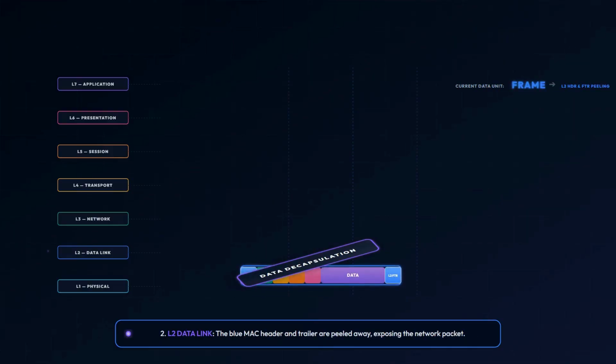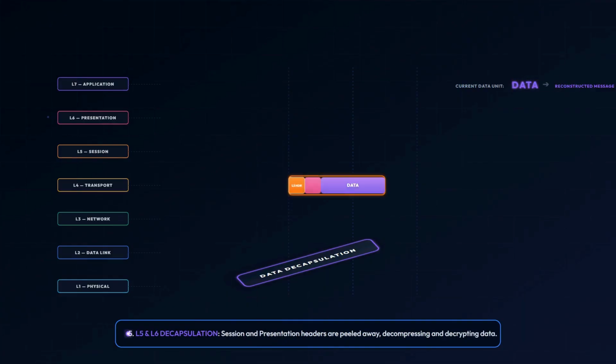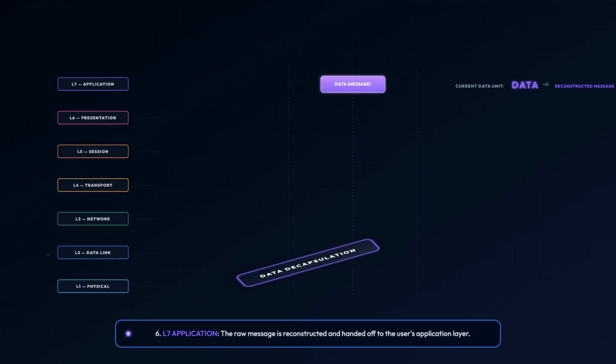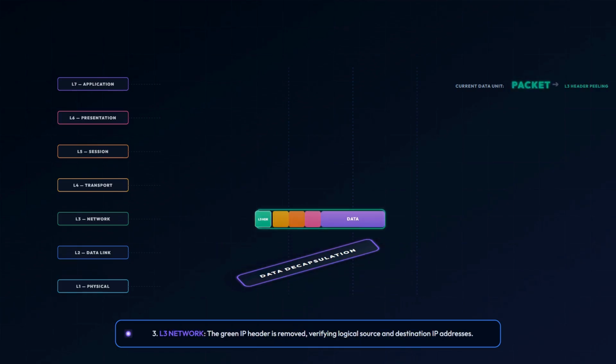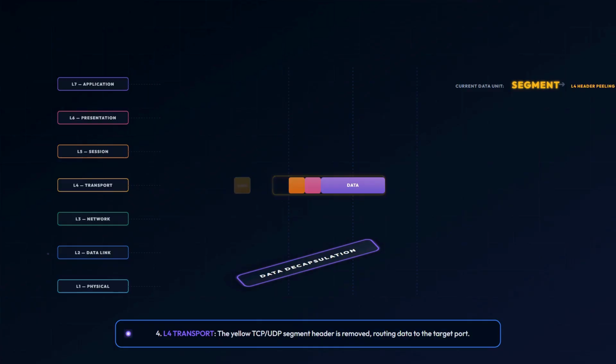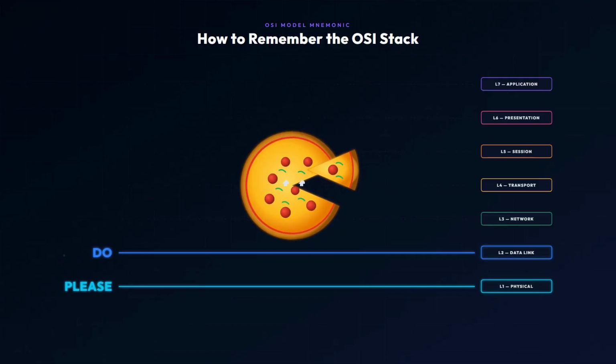When the message reaches the destination device, the reverse process happens. This is called decapsulation. Each layer removes the information added by the corresponding layer on the sender's side. Eventually, the original WhatsApp message is reconstructed, and your friend sees, "Hey, are you free today?" almost instantly. And if you need an easy way to remember all these 7 layers, use this famous mnemonic.